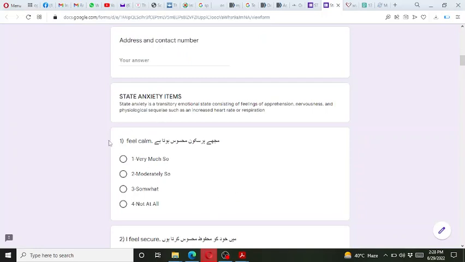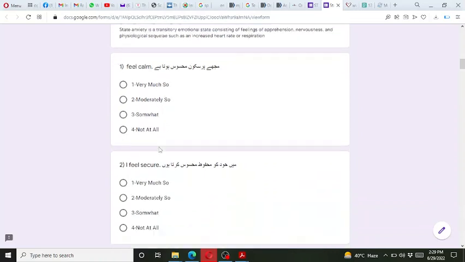Here you can see the state anxiety items are those items which are related to state anxiety. State anxiety is actually a transitory emotional state consisting of feelings of apprehension, worry, and nervousness, and physiological symptoms such as increased heart rate or respiration. I have also translated the main items so that the therapist can easily explain the items to the patient and they can give a better response.